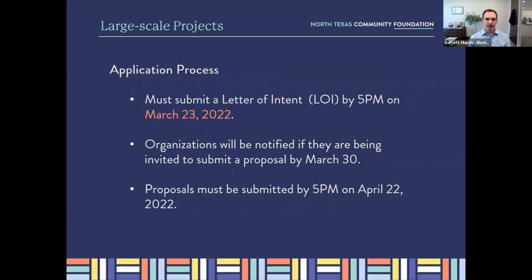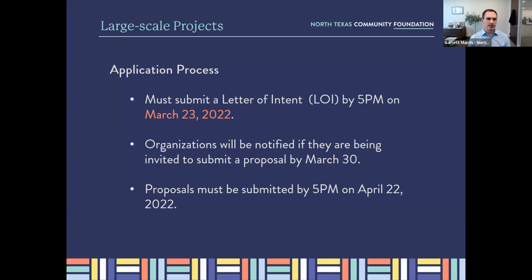For the $30,000 to $50,000 category, you have to have your letter of intent submitted by 5 p.m. on March 23rd. Susan's going to walk us through a little bit more of the application process for that in just a minute. You'll be notified if you are being invited to submit a full proposal by March 30th. And then you'll have about 3 to 4 weeks to get that full proposal into us by 5 p.m. on April 22nd, which is the same deadline for all of the other categories to apply.